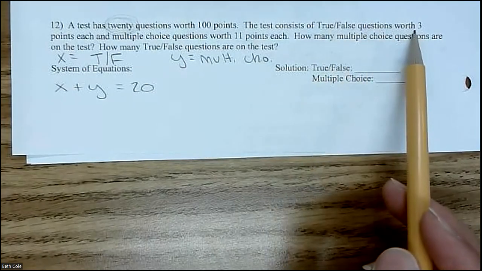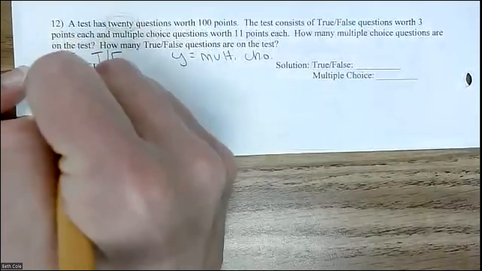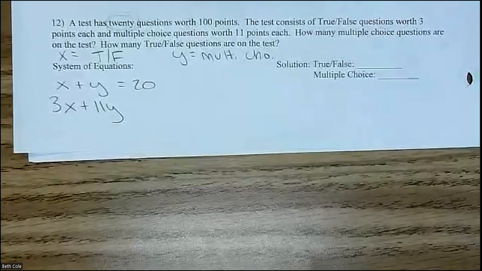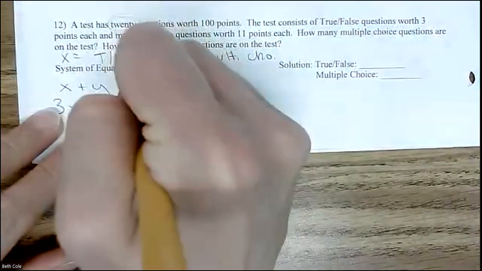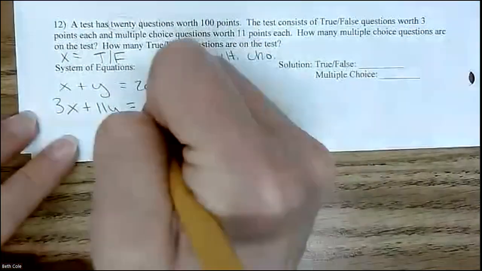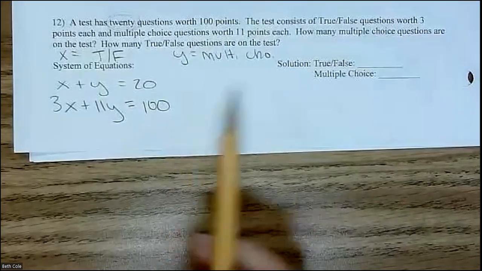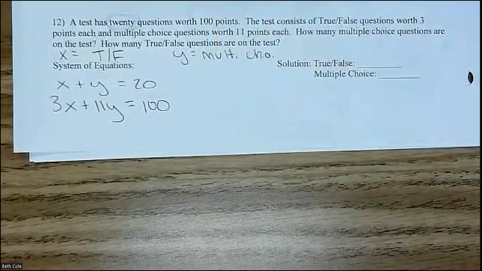True false is worth 3. So it would be 3x, good, plus 11y. Wow, the multiple choice are worth 11 points each. Don't miss one of those. Equals 100. How come it's 100? Guys, back there. How come it's 100? That's the total points. Okay, so I'm going to share the screen.